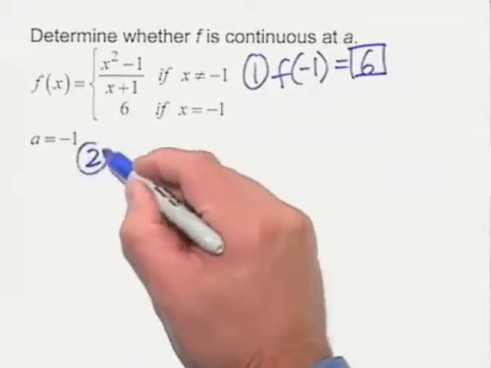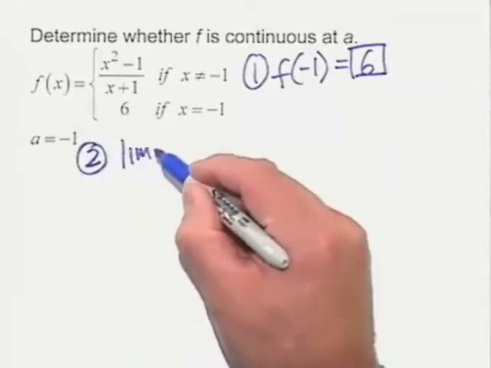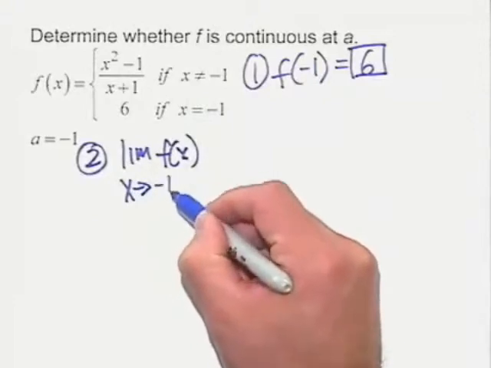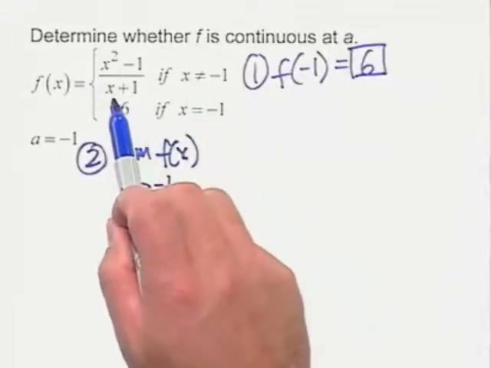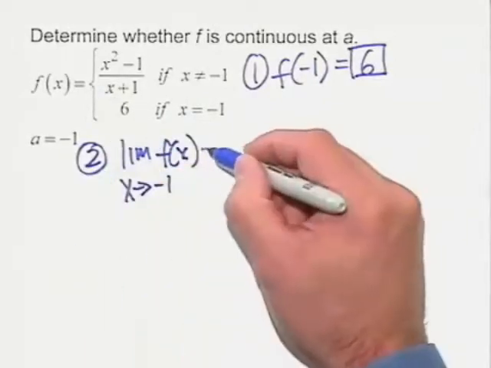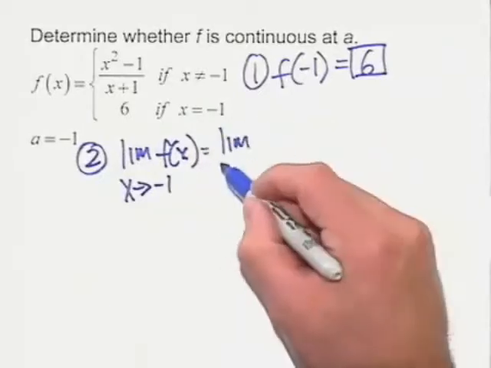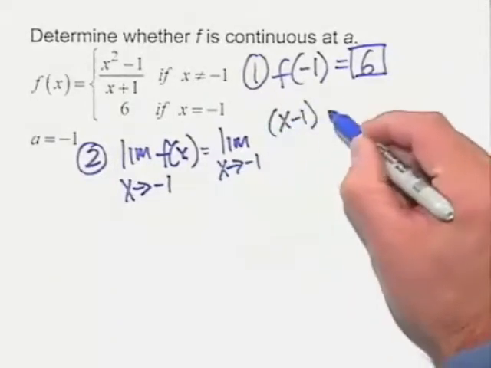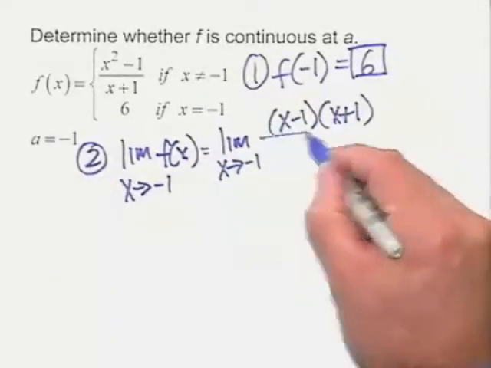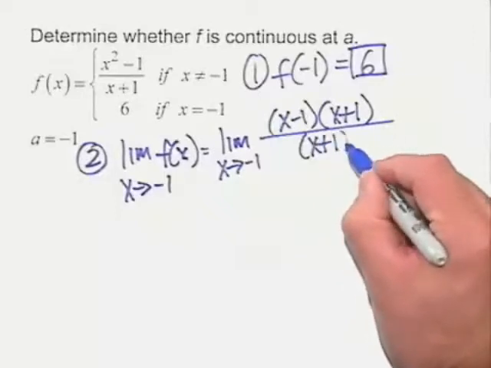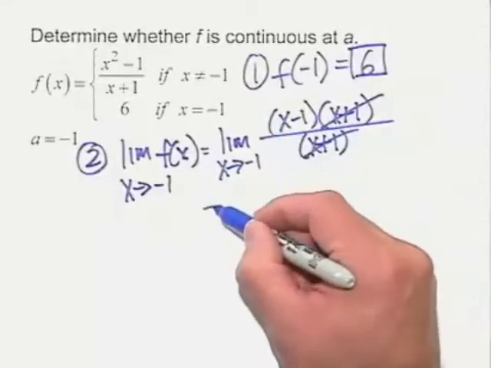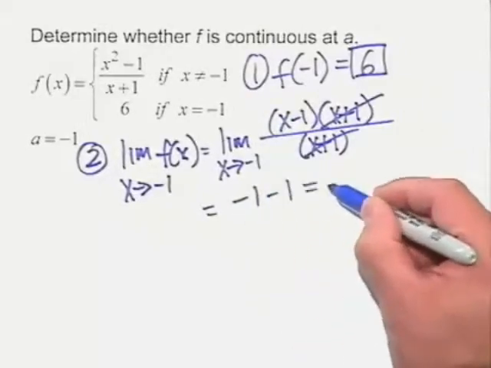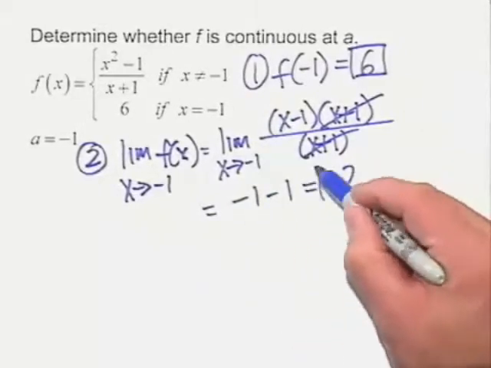The second requirement is that the limit exists. We'll take the limit of f of x as x approaches negative 1. We see that in this case, our denominator would be 0 if we were to evaluate. So what we'll do is use a factoring trick. We'll take the limit, again, as x approaches negative 1, factor the numerator into (x minus 1) times (x plus 1) all over (x plus 1). These factors will reduce out, and we can evaluate the limit further. Plugging in negative 1 for x, we obtain a limit value of negative 2.